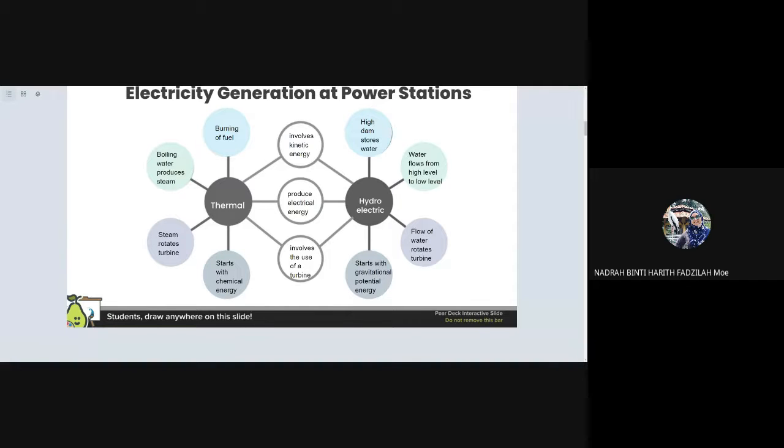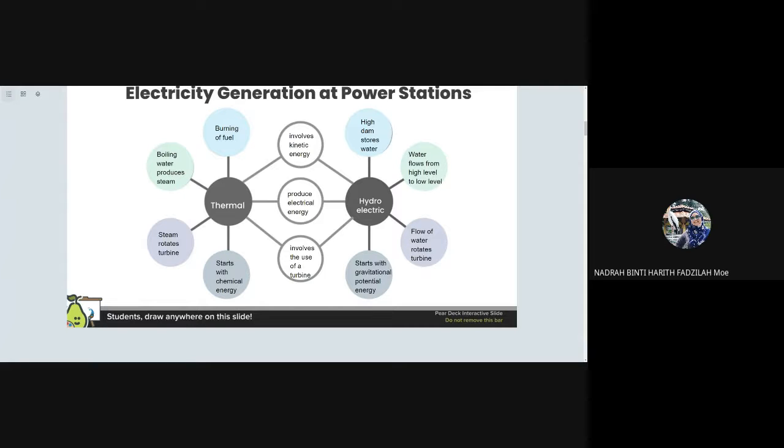Okay, kemudian jom kita tengok kat sini. Yang ketiga pula, okay, in terms of proses juga, siapa yang rotate turbine? So untuk thermal energy, steam rotates the turbine, but for hydroelectric, the flow of water rotates the turbine. Okay, so in terms of process, kita dah boleh compare dari dua sudut yang berbeza.